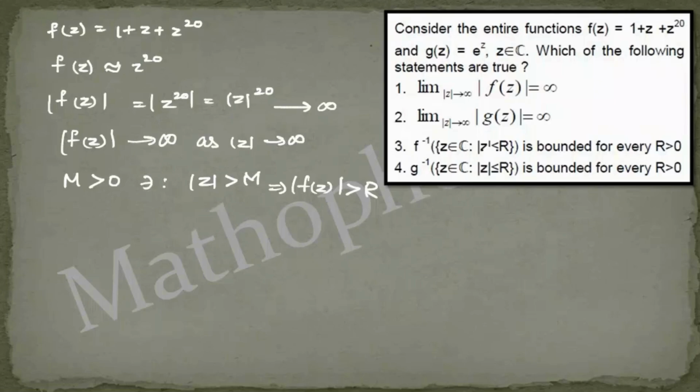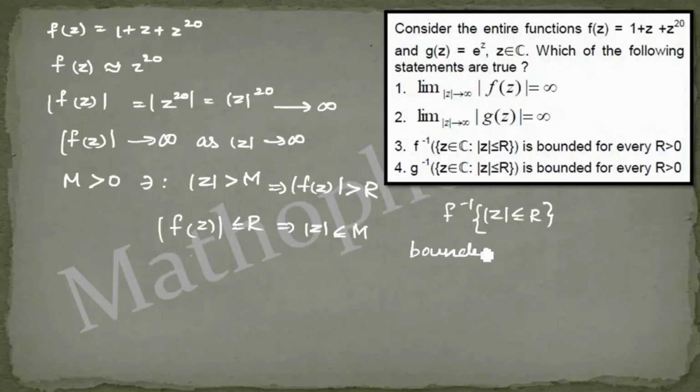ஸோ இங்கே வந்துட்டு by this option இங்கே என்ன கொடுத்துருக்காங்க, f inverse of mod z less than or equal to r கொடுத்துருக்காங்களா. ஸோ when mod f of z is less than or equal to r, mod z will be less than or equal to M. So the function will be bounded. So therefore option 1 and 3 are correct.